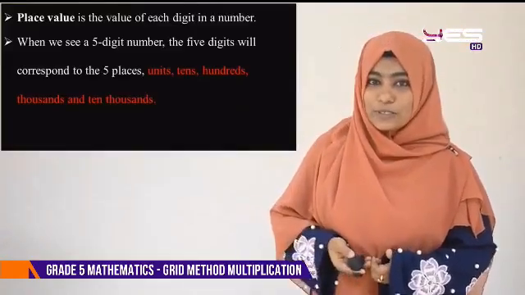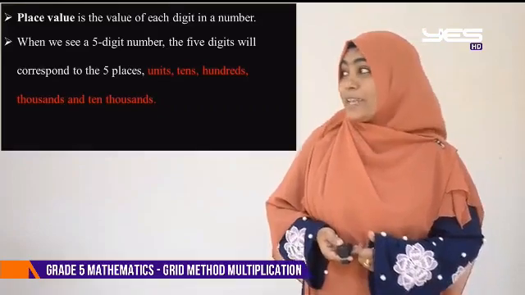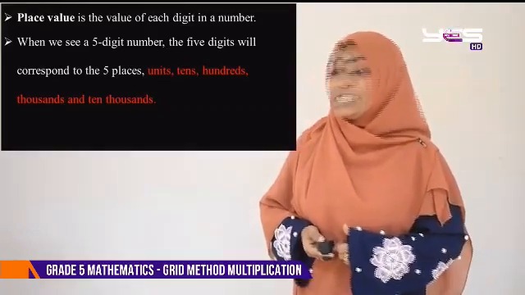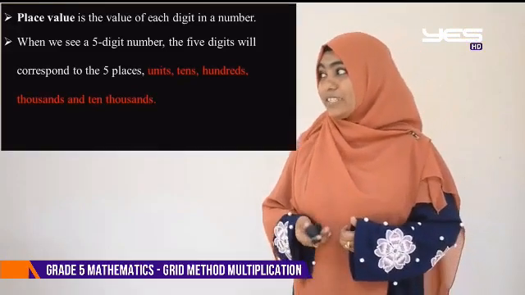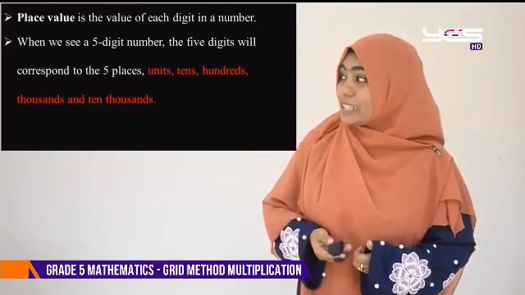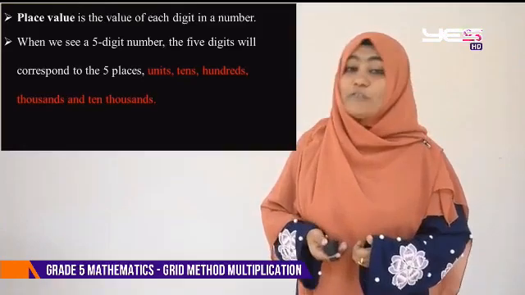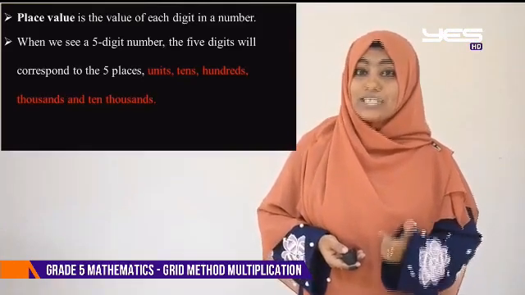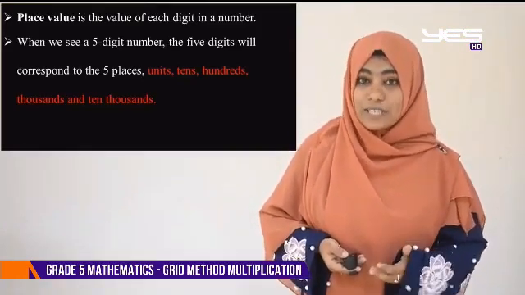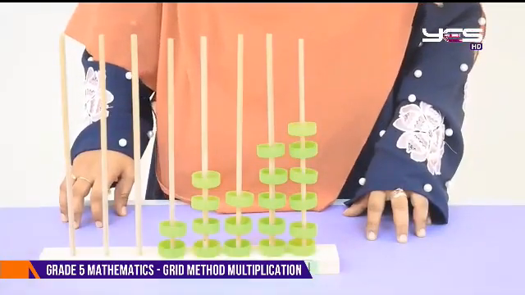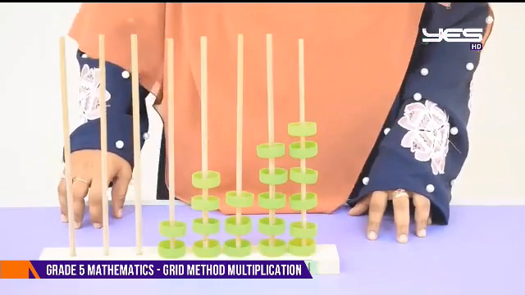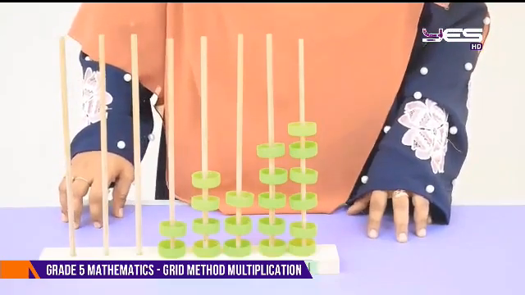So what is place value, children? Place value is the value of each digit in a number. For an example, if we see a 5-digit number, the 5 digits will correspond to 5 places. That is units, tens, hundreds, thousands and 10,000s. Okay, here I am with a place value abacus. Can you tell me the number which you can see from this abacus?